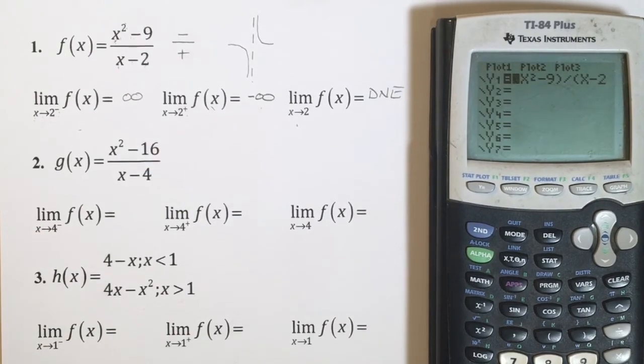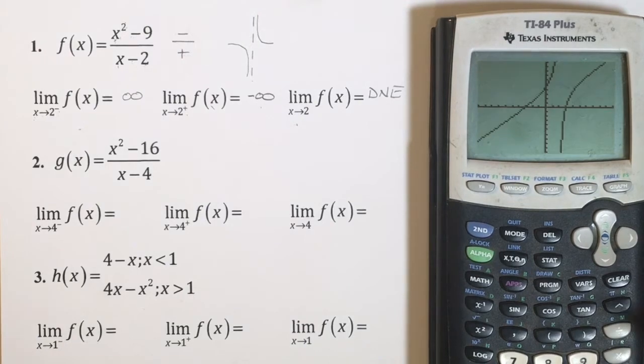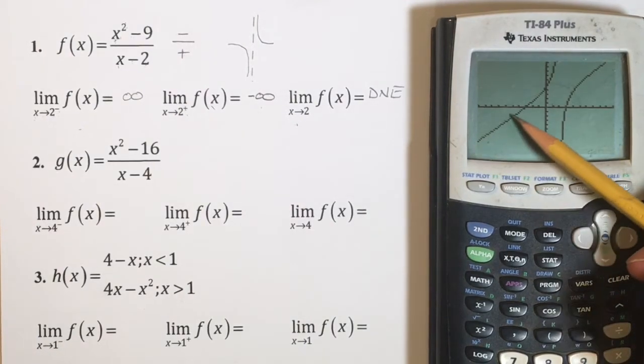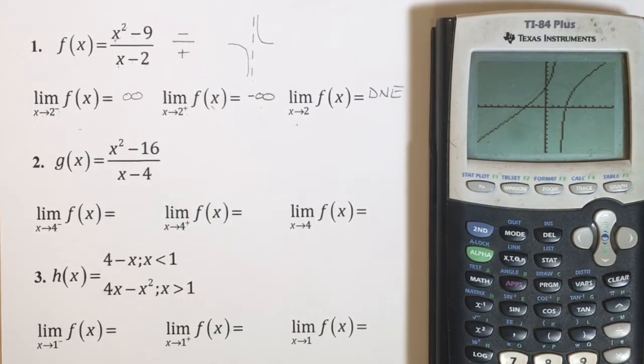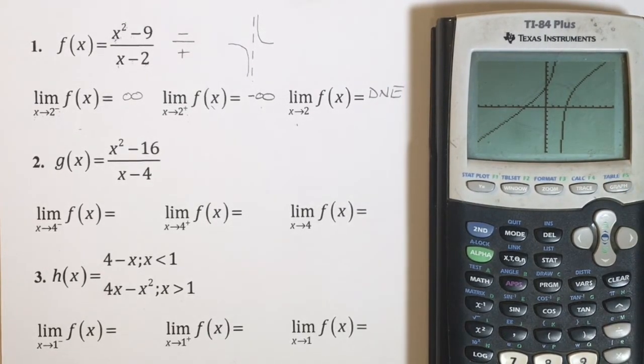Let's take a look at the graph of this function, x squared minus 9 divided by x minus 2. You can see as we approach 2 from the left-hand side, we're headed towards positive infinity, and as we approach 2 from the right-hand side, we're headed towards negative infinity.